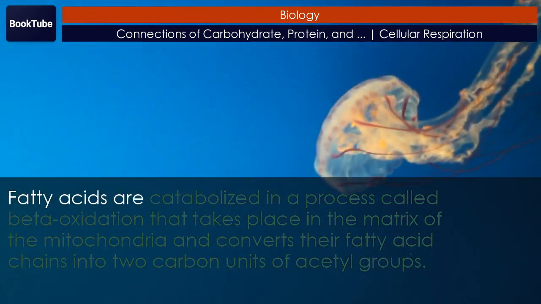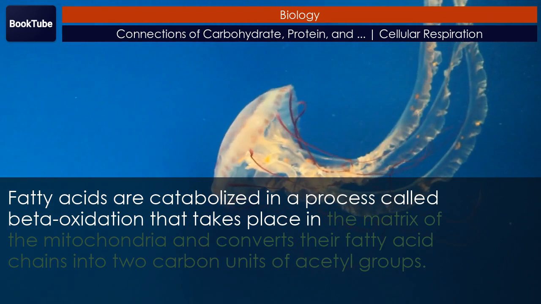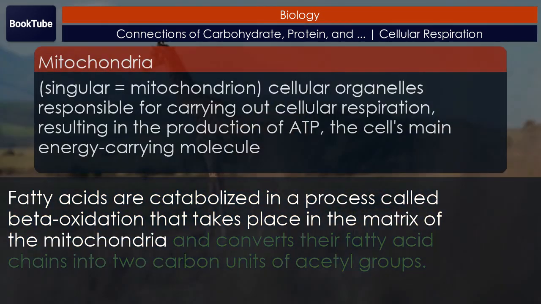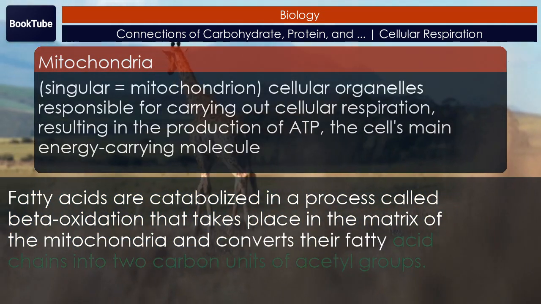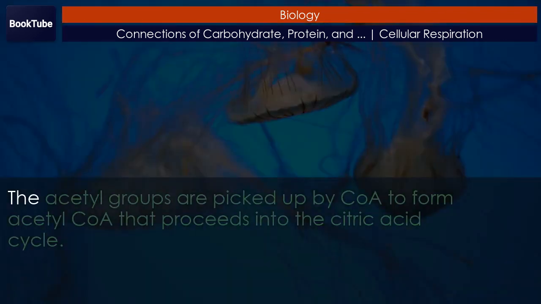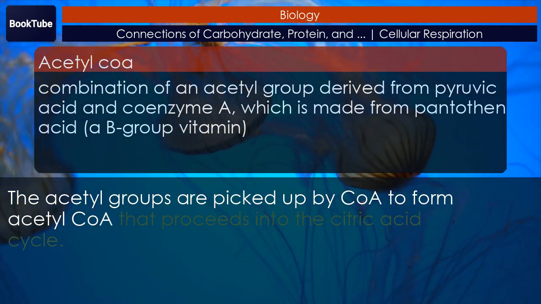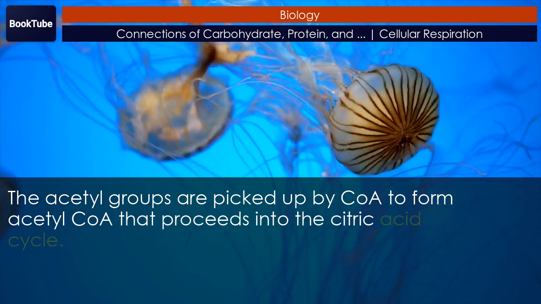Fatty acids are catabolized in a process called beta oxidation that takes place in the matrix of the mitochondria and converts their fatty acid chains into 2 carbon units of acetyl groups. The acetyl groups are picked up by CoA to form acetyl-CoA that proceeds into the citric acid cycle.